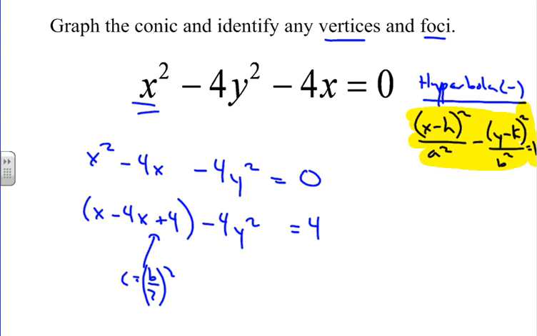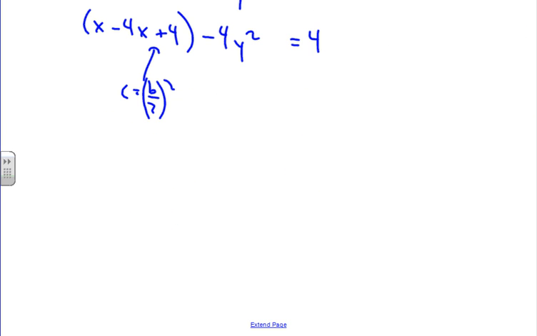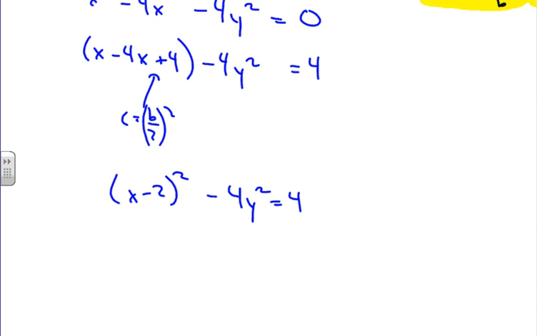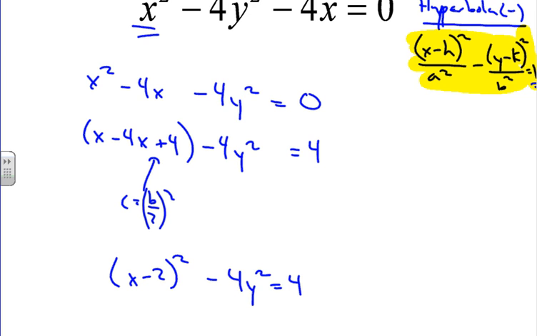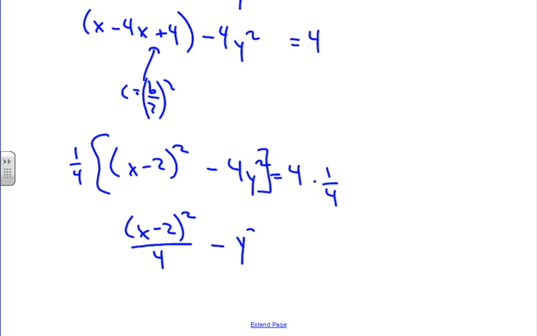From here, we can write out our equation. So we have (x minus 2) squared minus 4y squared equals 4. Now, a hyperbola, like an ellipse, has to have one side equaling 1. So we're going to multiply both sides by 1/4, and we can eliminate that. Make that 1 on that side. So we have (x minus 2) squared over 4 minus y squared over 1 equals 1.